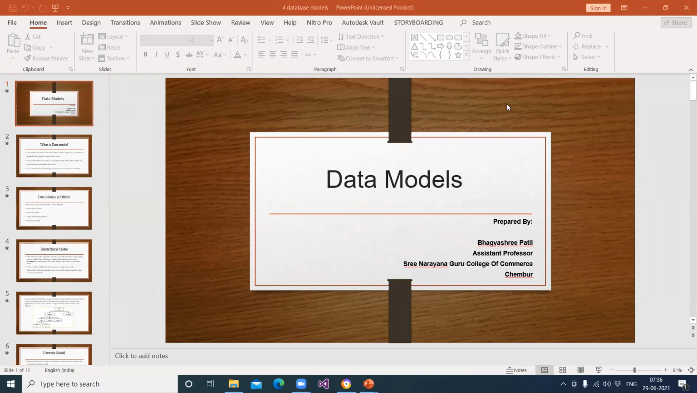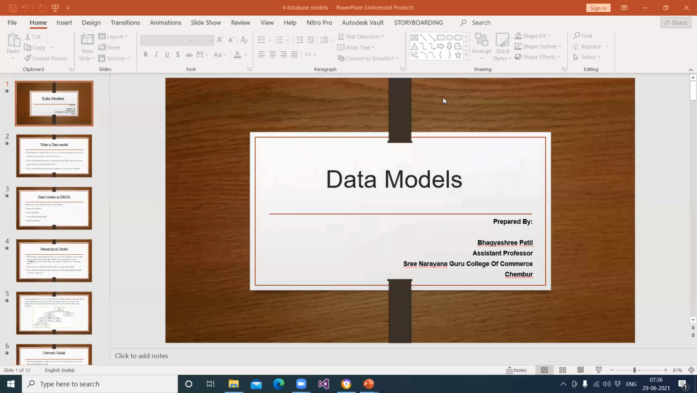Yes, in the last lecture we have covered the data models. We have seen the different types of data models. What is a data model? Who will tell fast? What is a data model?